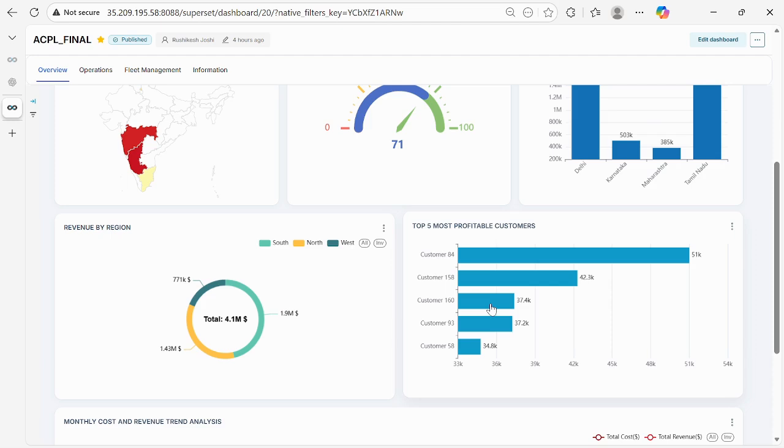Next is revenue by region. This chart helps assess regional dependency and identify opportunities for diversification and expansion.